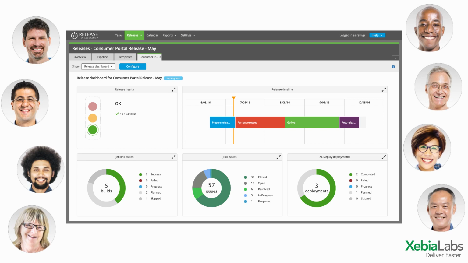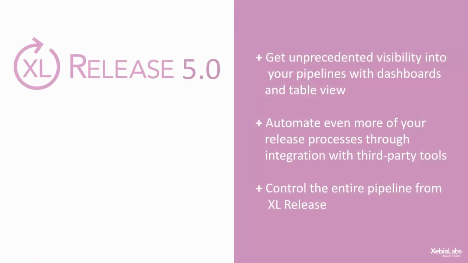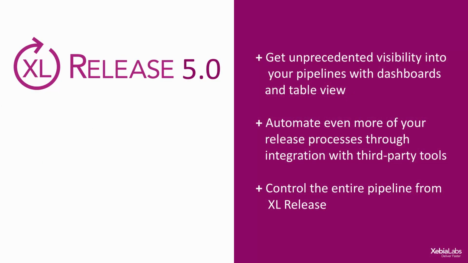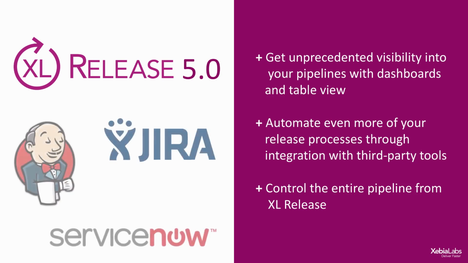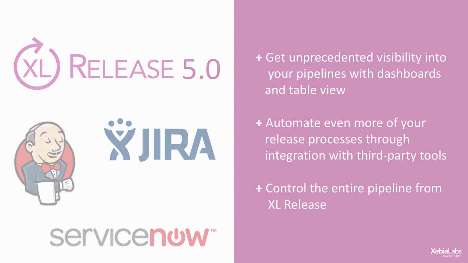XL Release 5.0 gives your whole team unprecedented visibility into the features and fixes that you're releasing, before, during, and after your release is run. It also gives you insight into whether those features are working as expected once they're in production. And thanks to integration with third-party tools like Jira, Jenkins, and ServiceNow, you can automate even more of your processes and control your entire release pipeline from XL Release.